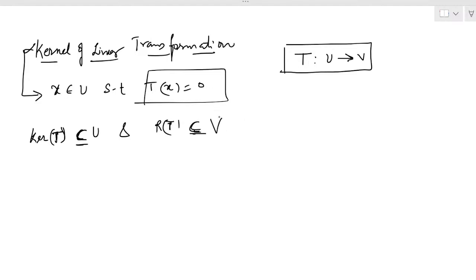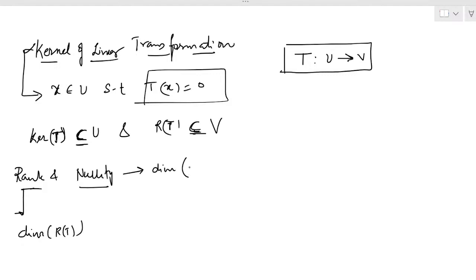With all this said and done, we also did something called rank and nullity. Rank is equal to the dimension of the range set, and nullity is the dimension of the kernel. This is how you define your rank and nullity.